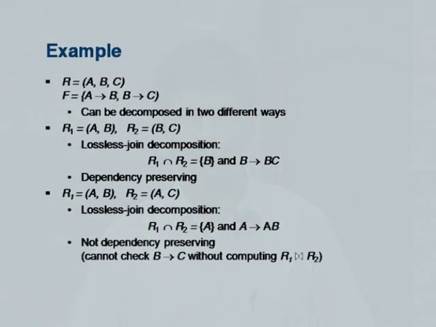So now it turns out in this case we can decompose it in two ways. The first is to decompose into AB and BC. What is common between AB and BC? B. Now it turns out we have already got the functional dependency B determines C. Therefore the common attribute is a super key for the second relation R2. B is a super key for BC because B determines C. Therefore we can show that this particular decomposition is lossless. I'll just hold off on dependency preserving for a second.